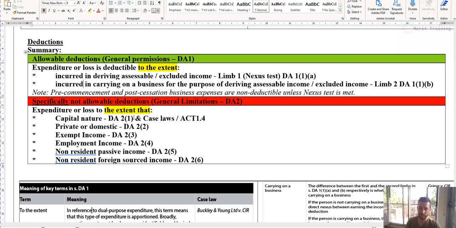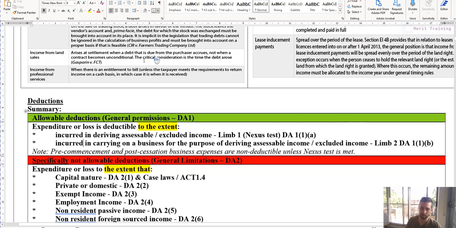Next one is private or domestic. So if the expense is private, for example, eating out meals, but that is just for your own personal family and nothing to do with business, it's not deductible. And of course, if there's a percentage that's private and a percentage that's business, you just have to apportion the deductibility of it. So if it's 50-50 private and business, you get a 50% deduction as long as it satisfies the first limb.